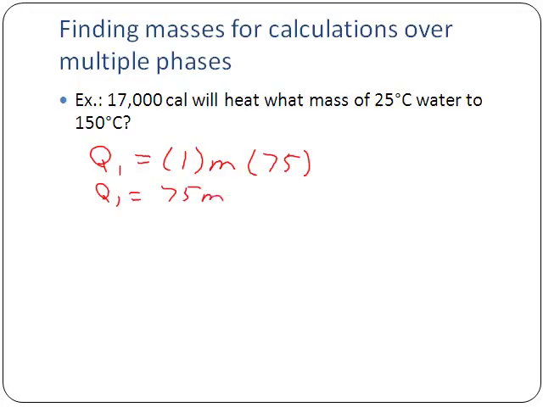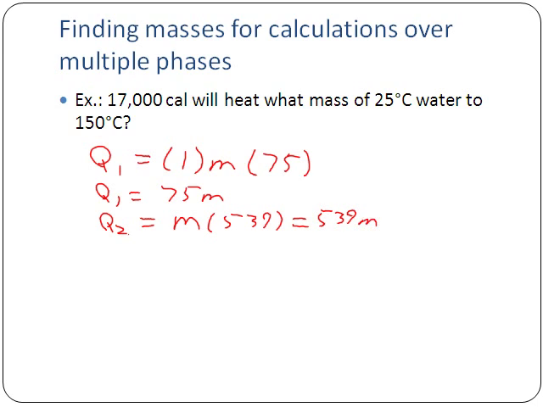Okay? Q2 is whenever we're in the vaporization phase. The vaporization phase is MHL, or MHV in this case. So we take the mass times the vaporization constant, HV, which for water is 539. And so from this, we just get 539 M.